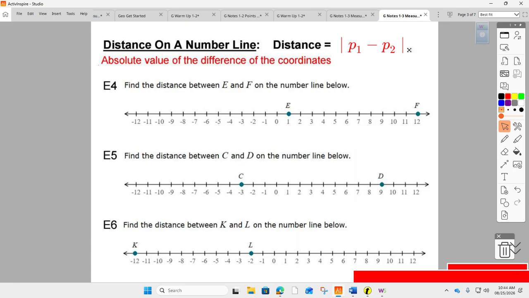I just use P sub 1 for point 1, P sub 2, right? It does not matter. We could call this P sub 1 and this P sub 2 or vice versa. That doesn't matter. So we're going to plug into that formula. E is 1, F is 12, so we're subtracting them and taking the absolute value.